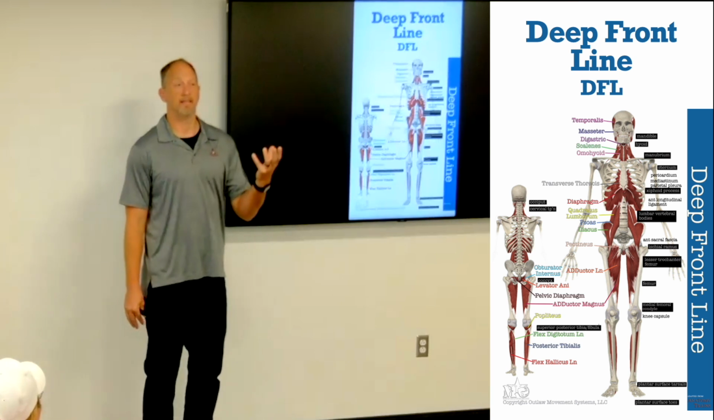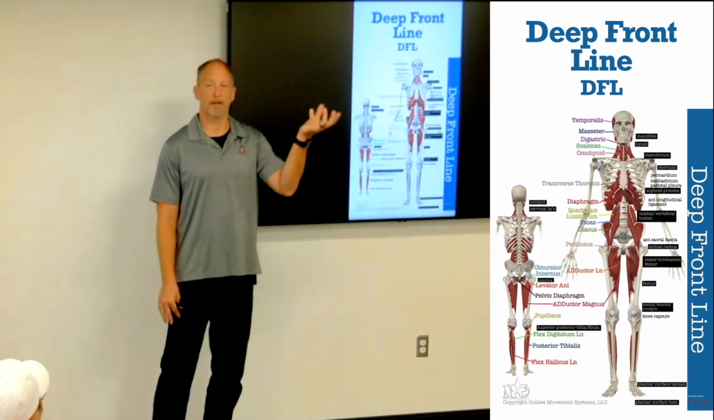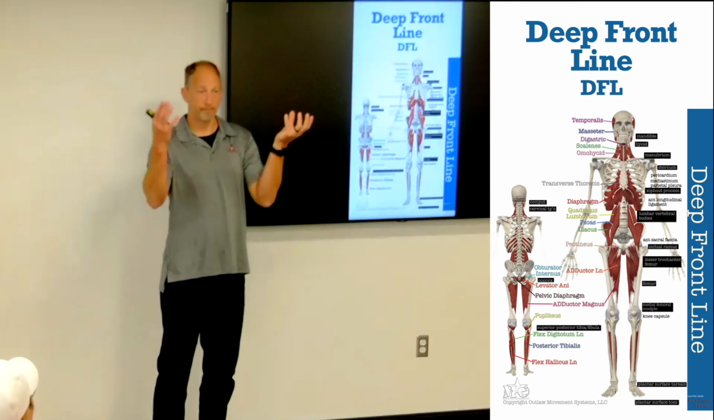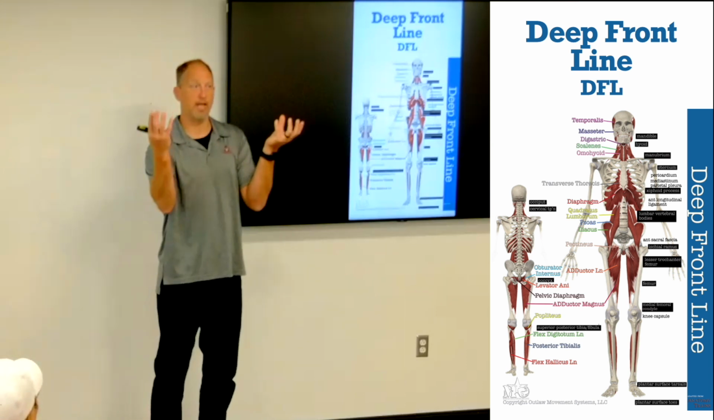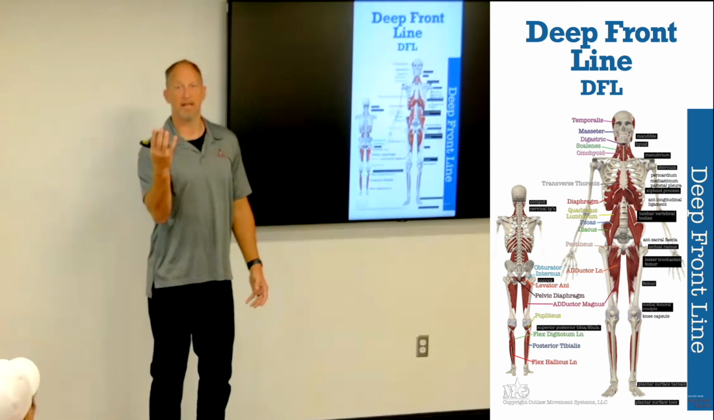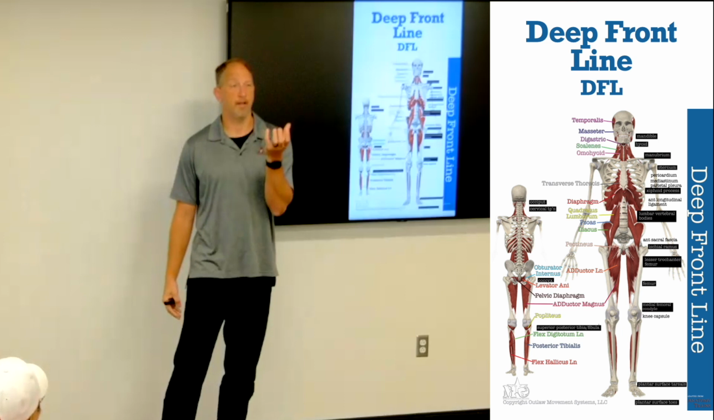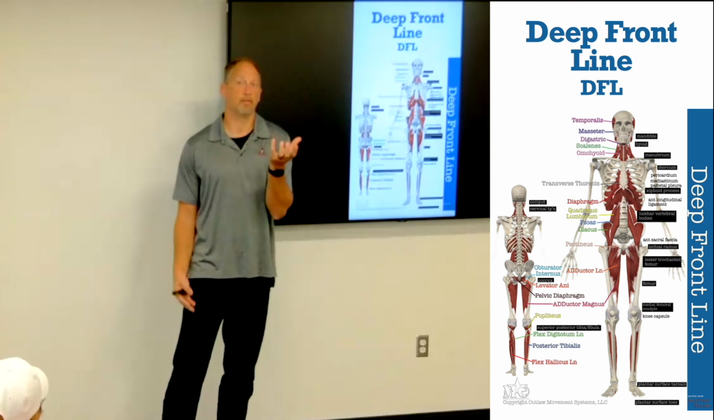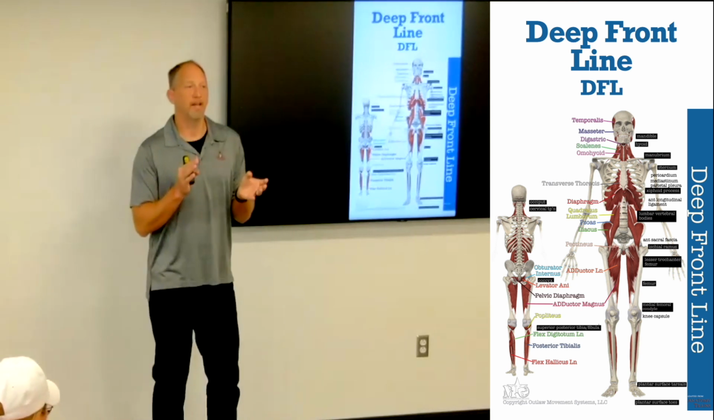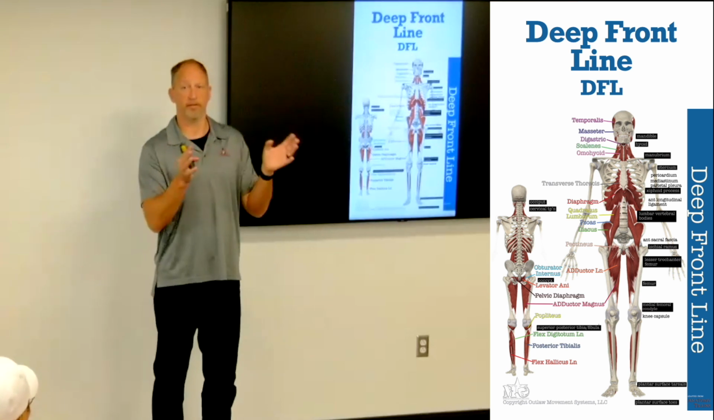Now, that leads us to the discussion of, is it a chicken or an egg type discussion? Do the issues within the deep front line, not doing its job, cause the lateral line to change what it's doing? Maybe. Or does a lateral line and its inability to do its job cause the deep front line to change what it's doing? Maybe. We don't know. So we can get hung up in the cause and effect, where does it all come from?